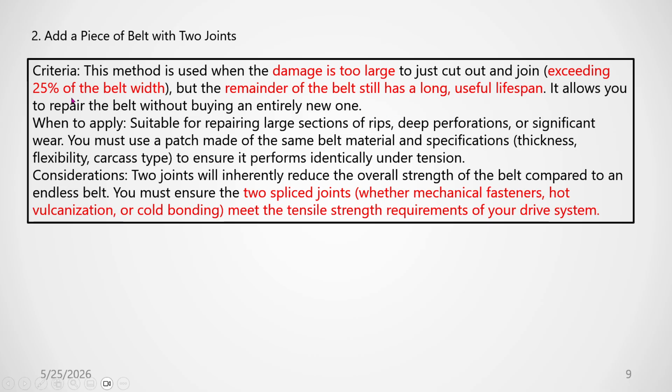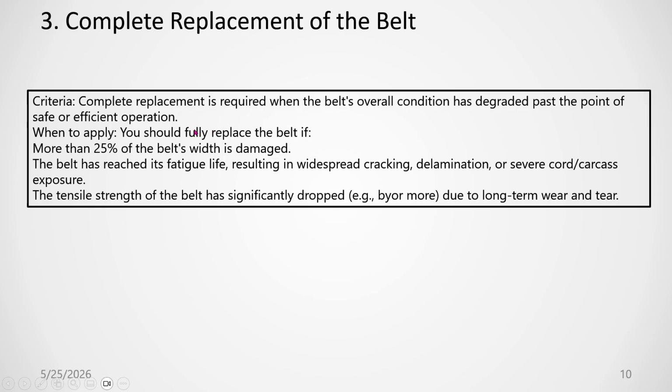But that criteria would be when the damage is more than 20% of the width, and the two splice joints, whether mechanical fastener, hot vulcanizing or cold bonding, meet the tensile strength requirement of your drive system. So the belt we are going to use must have the same material and same strength, then only you can make the two joints.